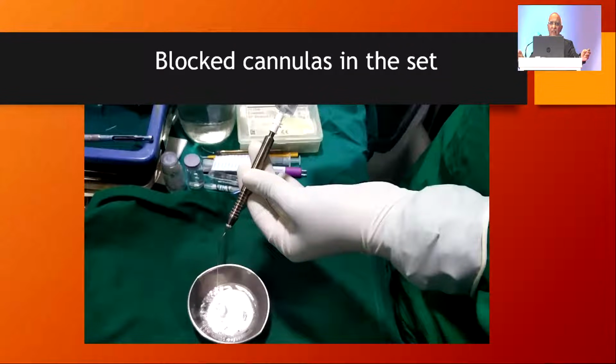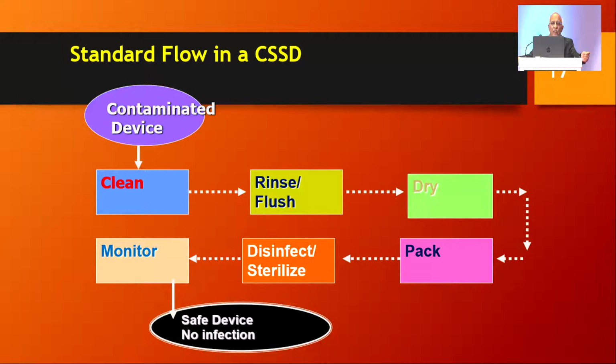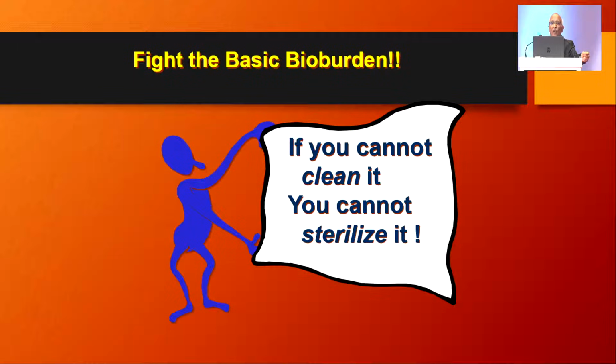Blocked cannulas in the set is something that we should never use. We should just discard it if it is blocked. The nurse is trying to reopen the block by pushing forcibly, which should never be done, because we should understand that the standard flow in a CSSD, when a contaminated device is given to the CSSD department, they clean it, rinse it, dry it, pack it, disinfect it, and then keep it for monitoring and storage. The most important step in all this is the cleaning. So if you cannot clean it, you cannot sterilize it. That is the norm that you should maintain in your mind.